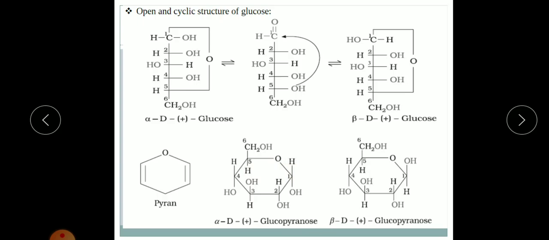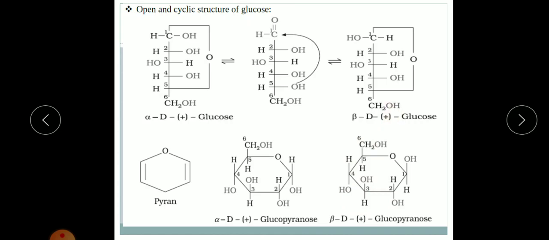In this case, once again we have drawn a 6 membered pyran structure, and after that we have numbered it. Accordingly, whatever you find on this side is kept above, and whatever is down is kept below. So OH up, H down, H up, OH down, OH up, H down, H up, OH down, and CH2OH up, H down. So this will be beta D glucopyranose.